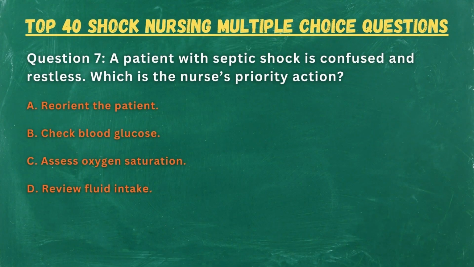Question 7. A patient with septic shock is confused and restless. Which is the nurse's priority action? A. Reorient the patient. B. Check blood glucose. C. Assess oxygen saturation. D. Review fluid intake. Answer. C. Assess oxygen saturation.